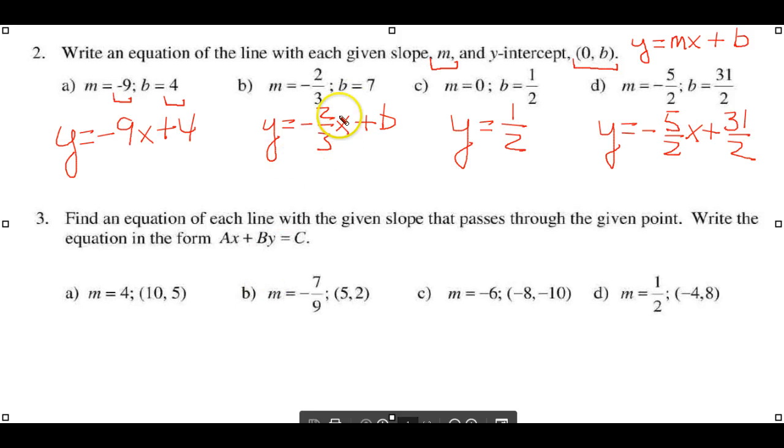So the only tricky one was letter C, where they said the slope was 0. We had to remember this was formula 5, a horizontal line, y equals b. So they gave us our b. We had to know that this was y equals b.